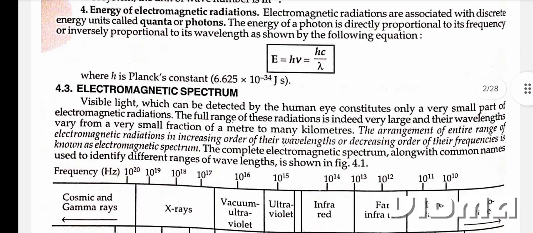Energy of electromagnetic radiations. Electromagnetic radiations are associated with discrete energy units called quanta or photons. The energy of a photon is directly proportional to its frequency or inversely proportional to its wavelength as shown by the following equation: E = hν = hc/λ.